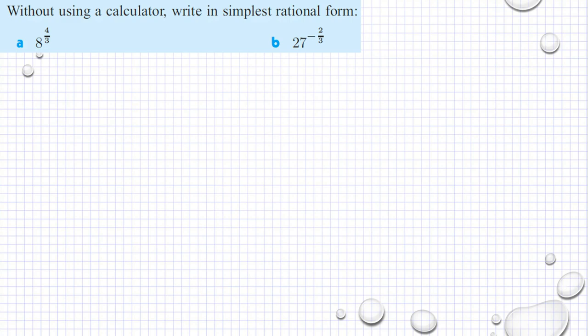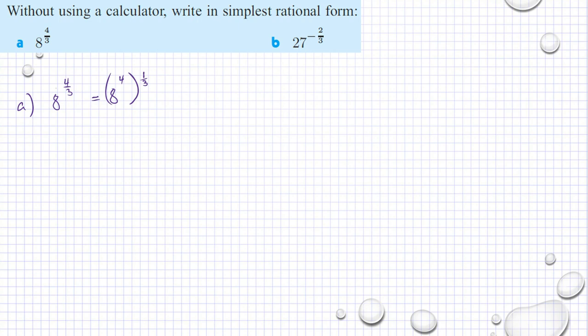Without using a calculator, write in simplest rational form. Then we have A there. There are a lot of ways you can do this. We have 8 raised to 4/3. That is also 8 raised to 4, raised to 1/3. And we know 8 raised to 4 is 64 times 64. That is very difficult to see.